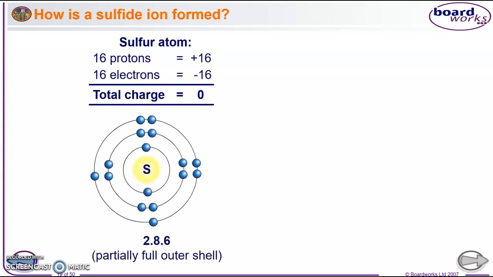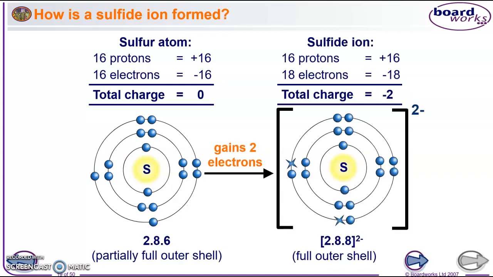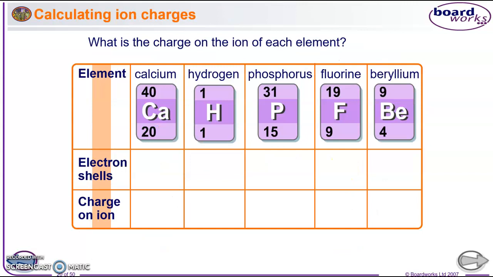Another example for nonmetals is sulfur, and sulfur has 6 electrons in the outermost. Then it would gain 2 electrons to become a sulfide ion with a -2 charge and 8 electrons in the outermost. So you can try pausing the video at this point and try to do the electron shells and the charge on the ion of each of these elements. Will it lose? Will it gain? How many electrons will be lost? How many electrons will be gained? And of course, the charge on the ion.